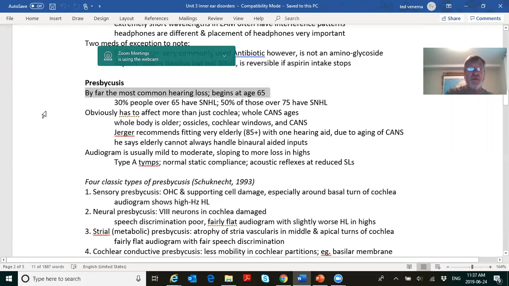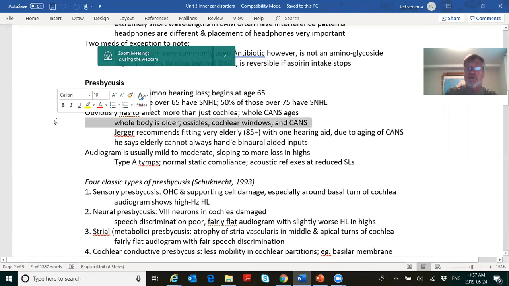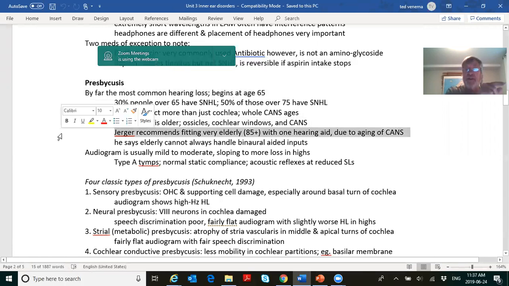Obviously, it has to affect more than just the cochlea because the whole central auditory nervous system ages. The whole body's older: ossicles, cochlear windows, oval and round windows, eighth nerve, and brain. Jerger, who coined the type A, type B, and type C tympanograms, you'll recall, is one of the popes of audiology.